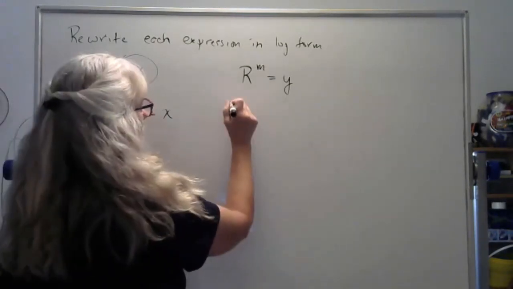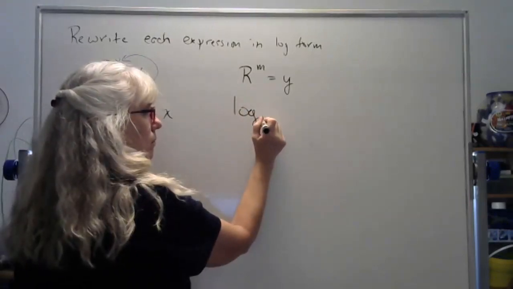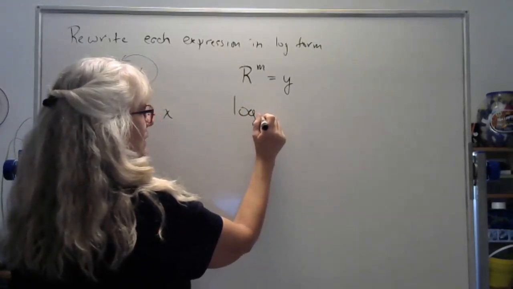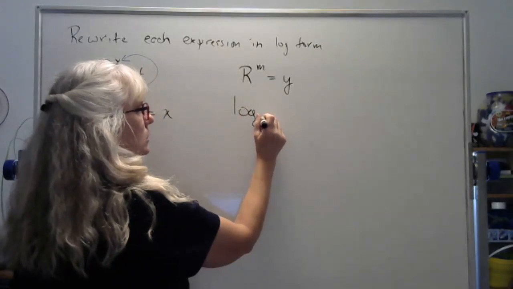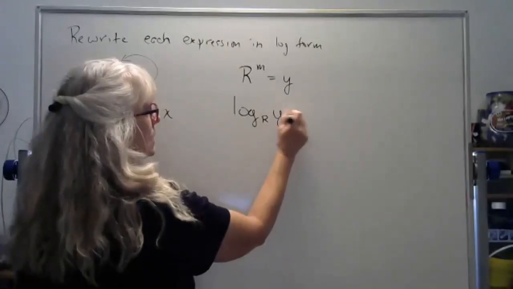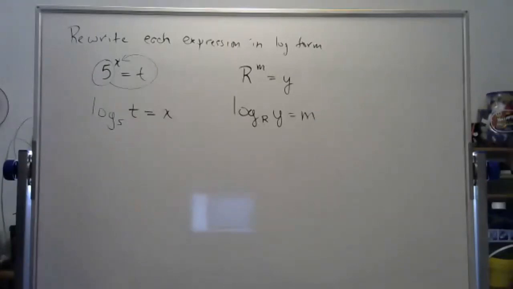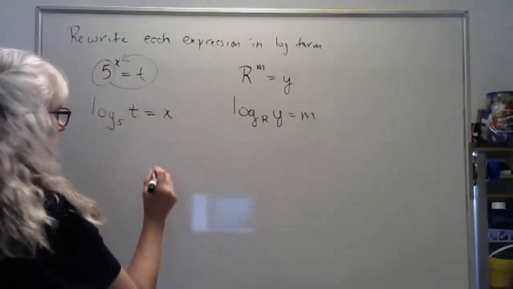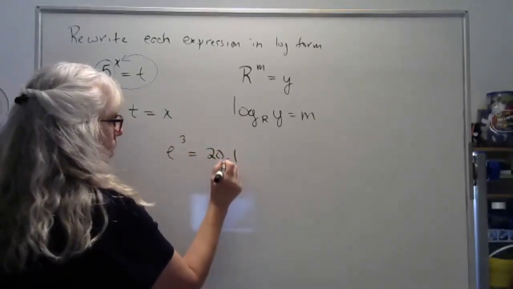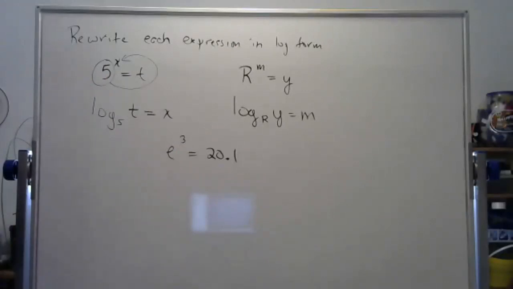Okay, so you wrote what? Log base... What's the base on our log? R, of Y, and that's equal to M? Yes. Okay, and then one more just to make sure everybody's got it. So e to the third equals 20.1. So translate that into log form for me.